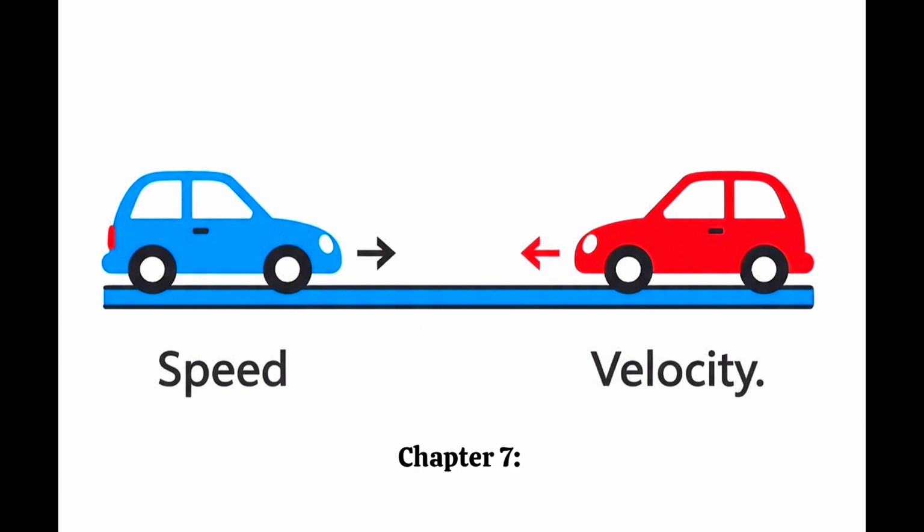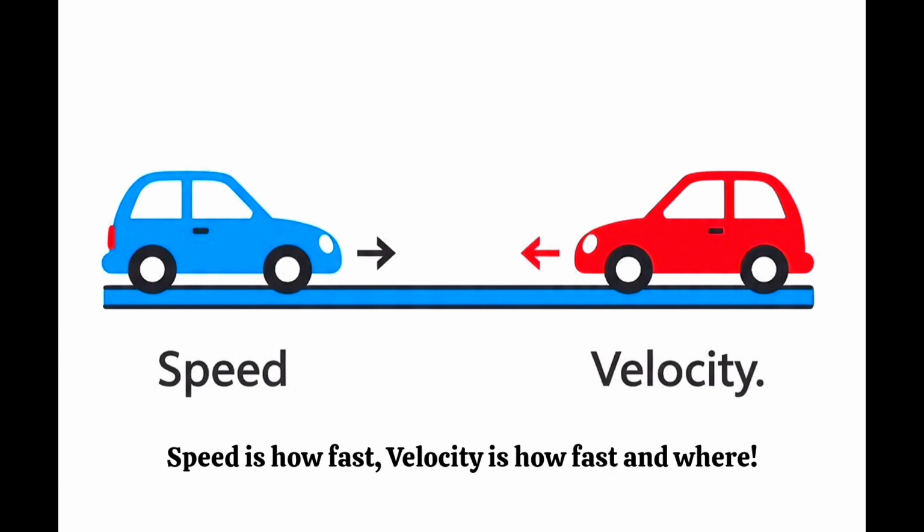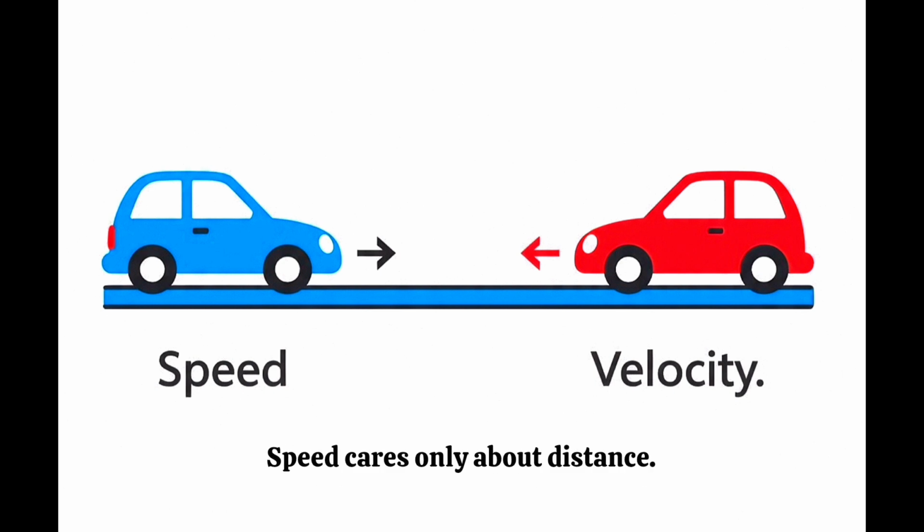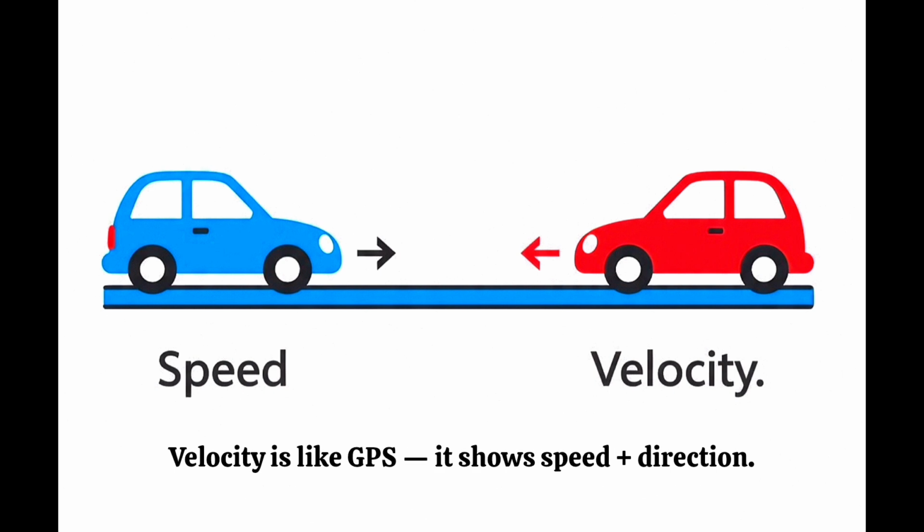Chapter 7. Trick to remember. Speed is how fast, velocity is how fast and where. Or, speed cares only about distance. Velocity cares about direction too. Or, speed is like a car's speedometer. Velocity is like GPS, it shows speed plus direction.